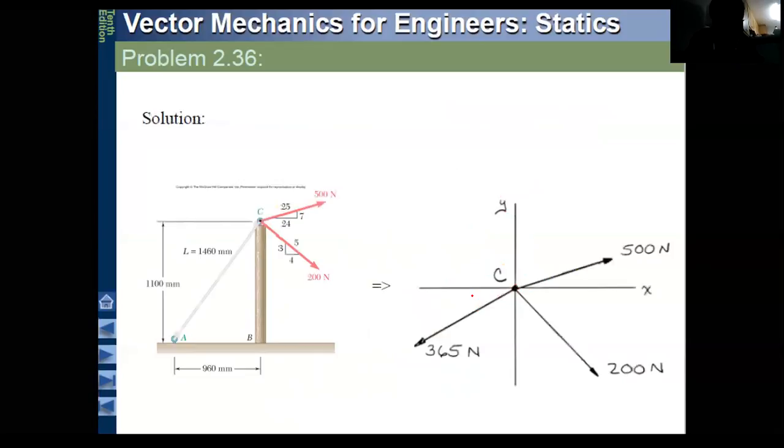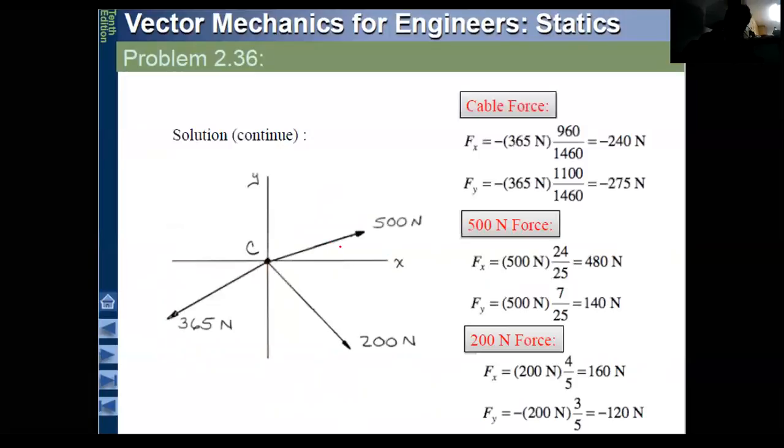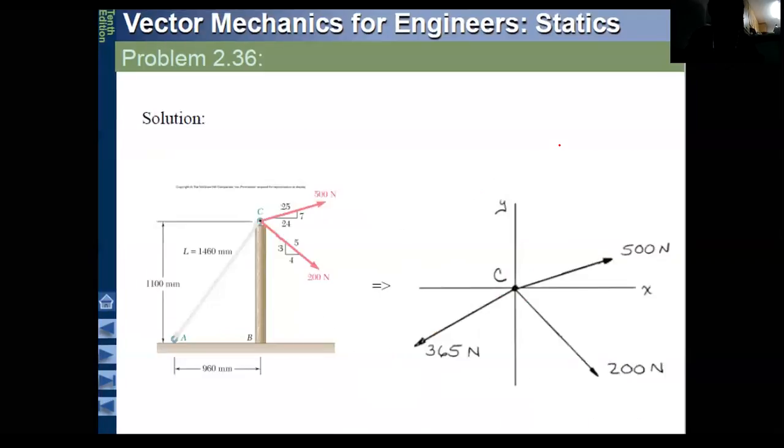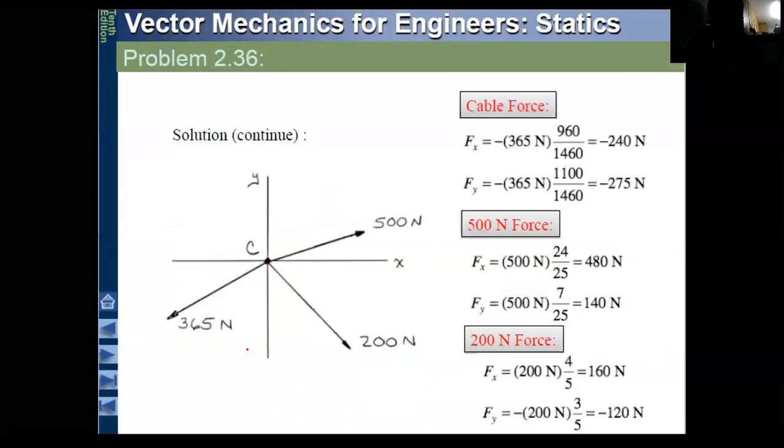you can calculate the resultant of the forces in x and y direction. So first we need to decompose these three vectors into x direction and y direction and then add them up together. Well, for the cable force, we had these two dimensions, 960, which is along the x direction, and 1460, which is the length of the vector. And you should also notice the sign here.